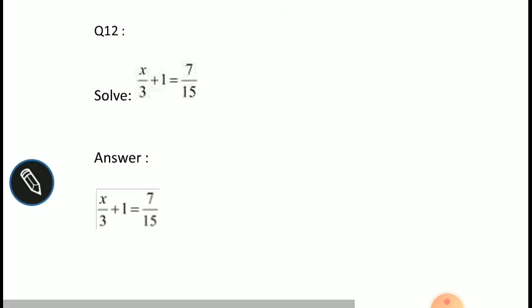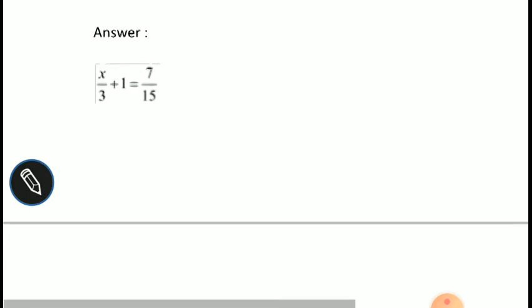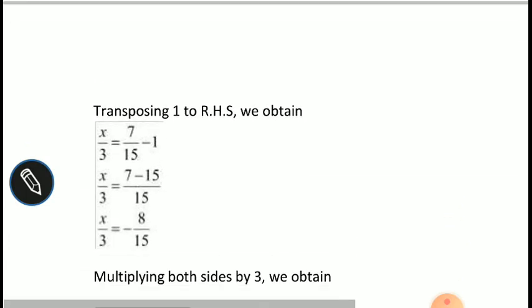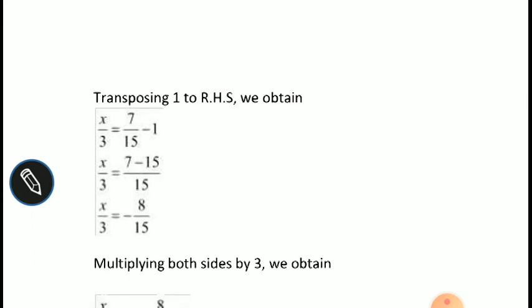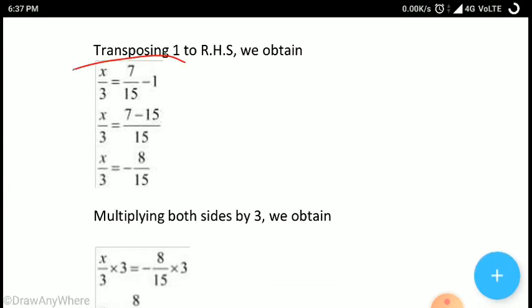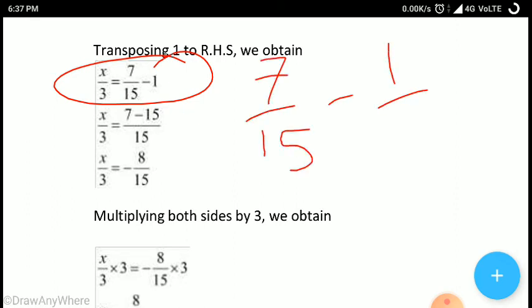Clear? Next question, x upon 3 plus 1 is equal to 7 upon 15, right? So same method, we transpose 1 to the RHS. So x upon 3 is equal to 7 upon 15 minus 1, right? Now see, what is the LCM? 15, right? So we write 7 upon 15 minus 1, and here no number is there, so we assume that there is 1 in the denominator always, right?